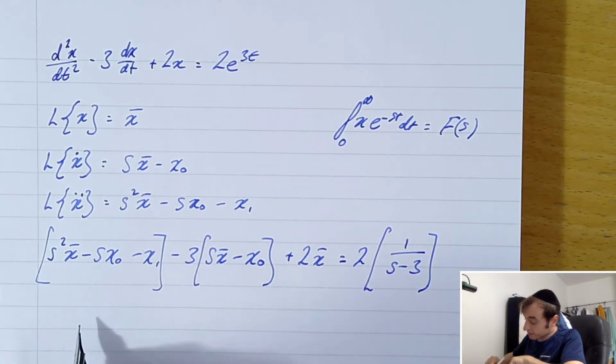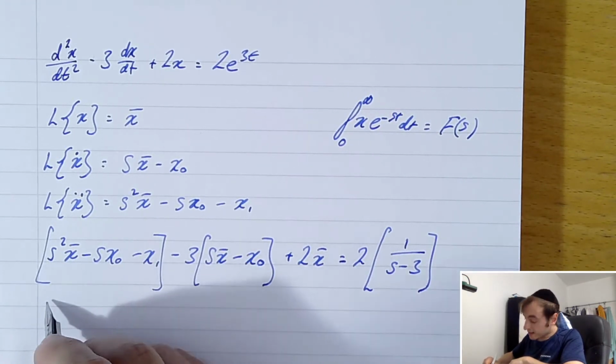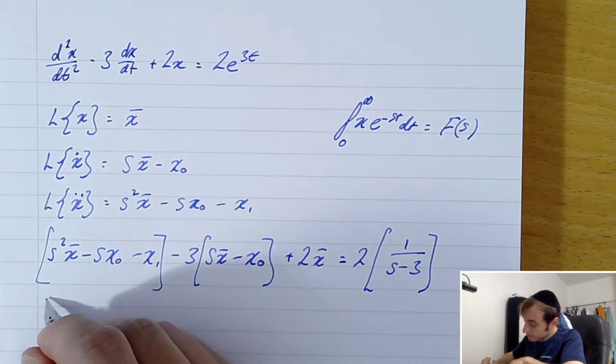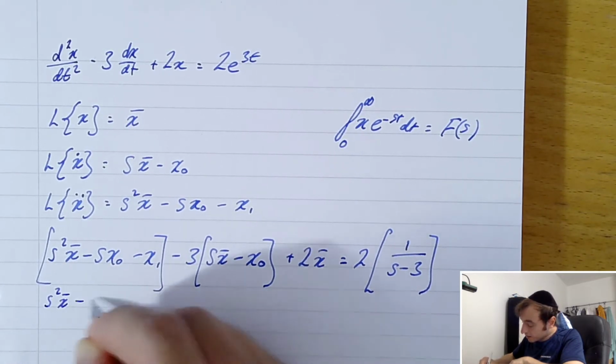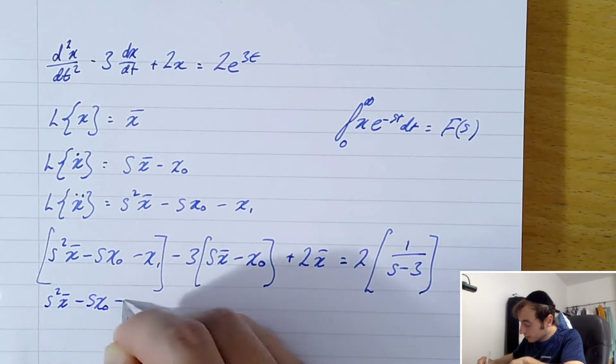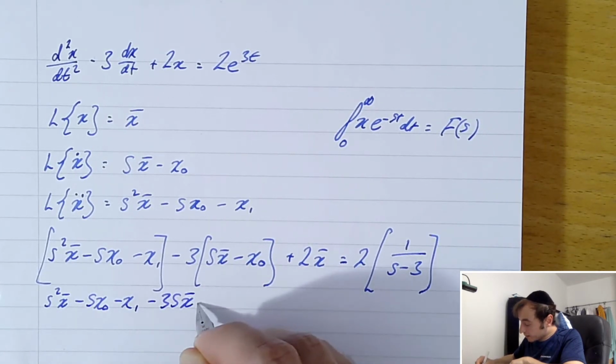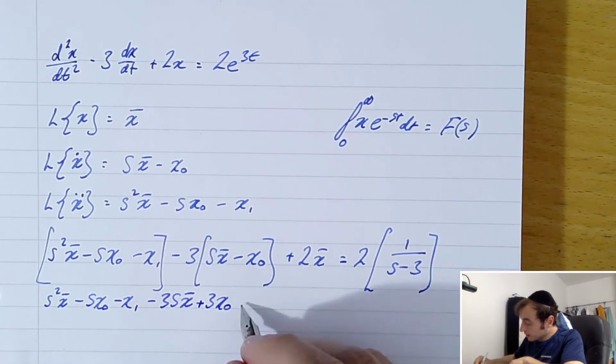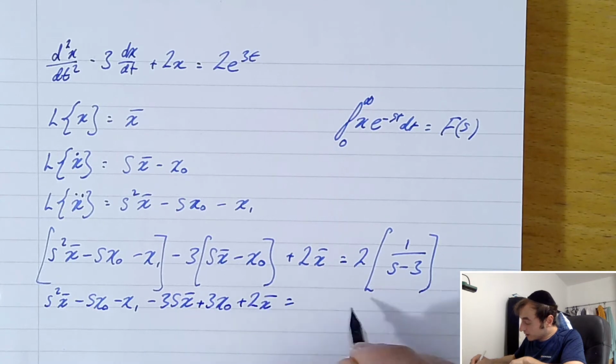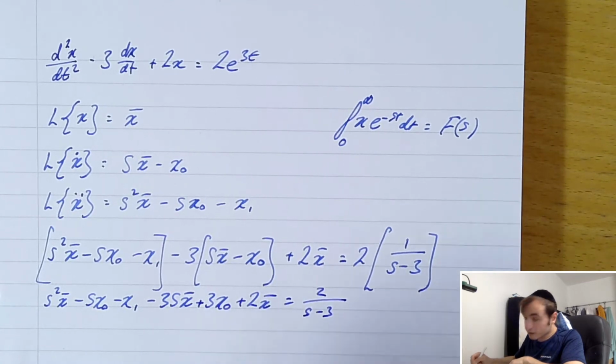So now let's simplify this a little bit. It's going to be s squared x bar minus s x naught minus x1 minus 3s x bar plus 3x naught plus 2x bar equals 2 on s minus 3.